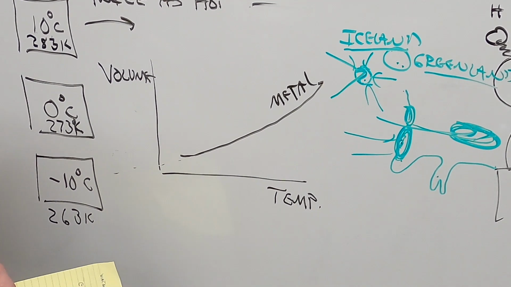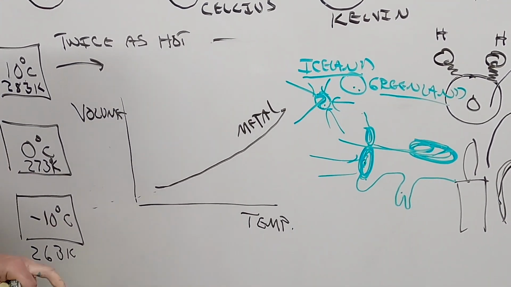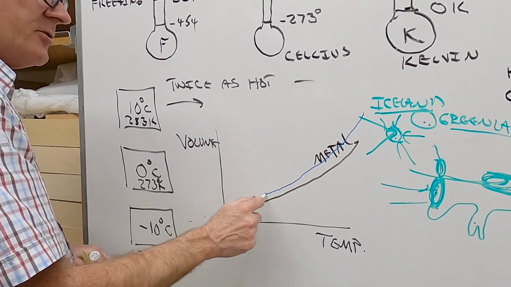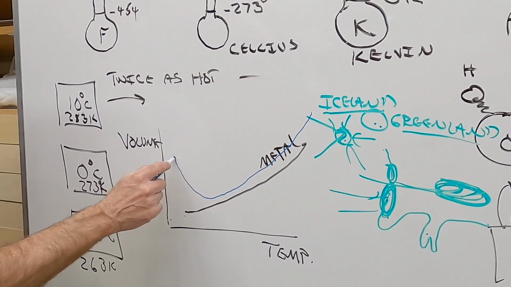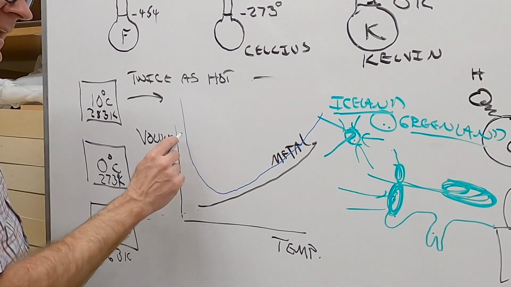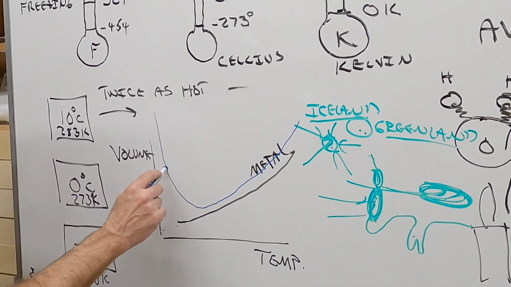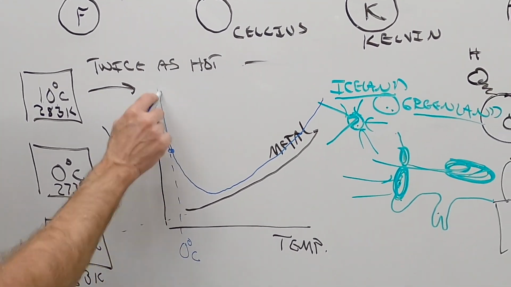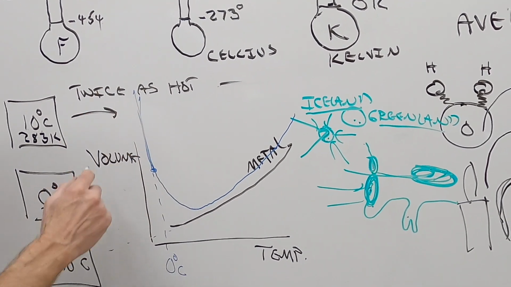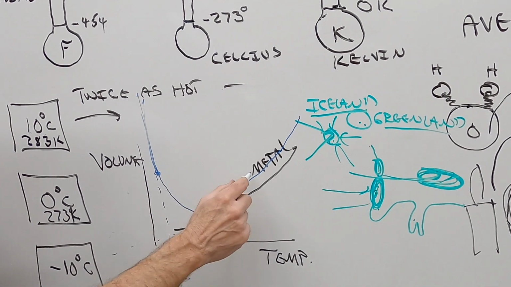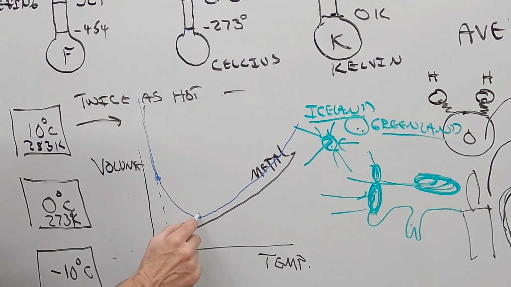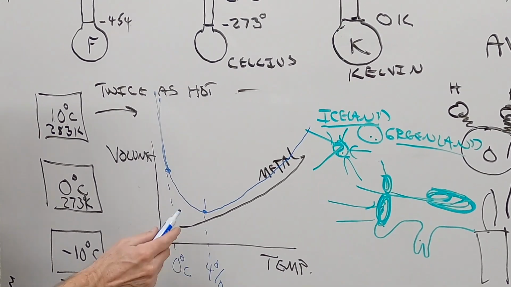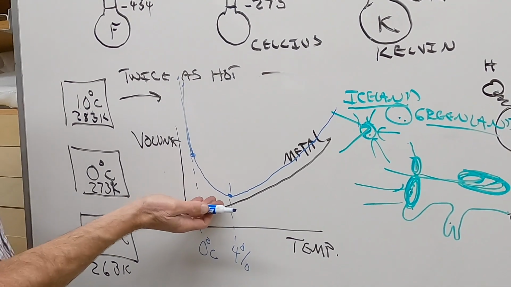But water's kind of special. Water, it looks like it does expand here, but then it gets to a certain point and then it heads back up. And let's just say right here is 0 degrees Celsius. So all of a sudden it turns into ice. When it turns into ice, it really jumps. But around 4 degrees Celsius is where water is at its densest point.